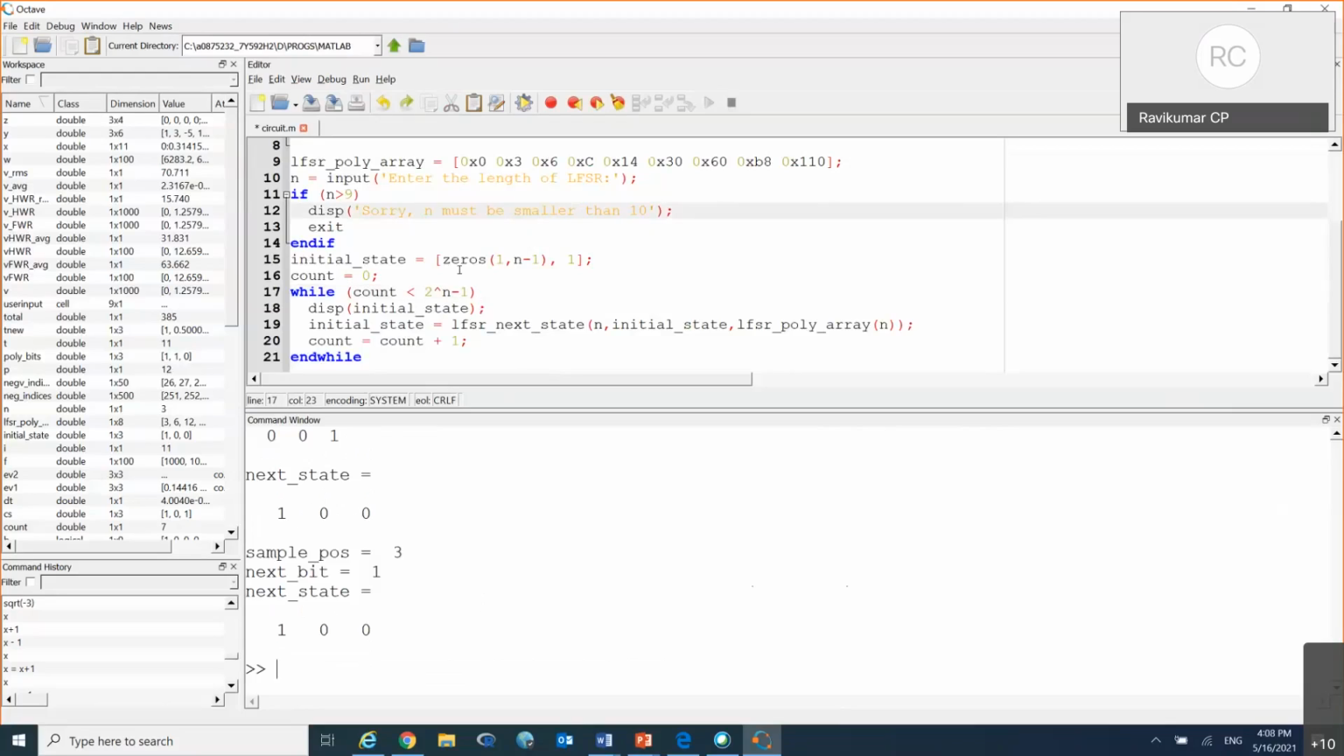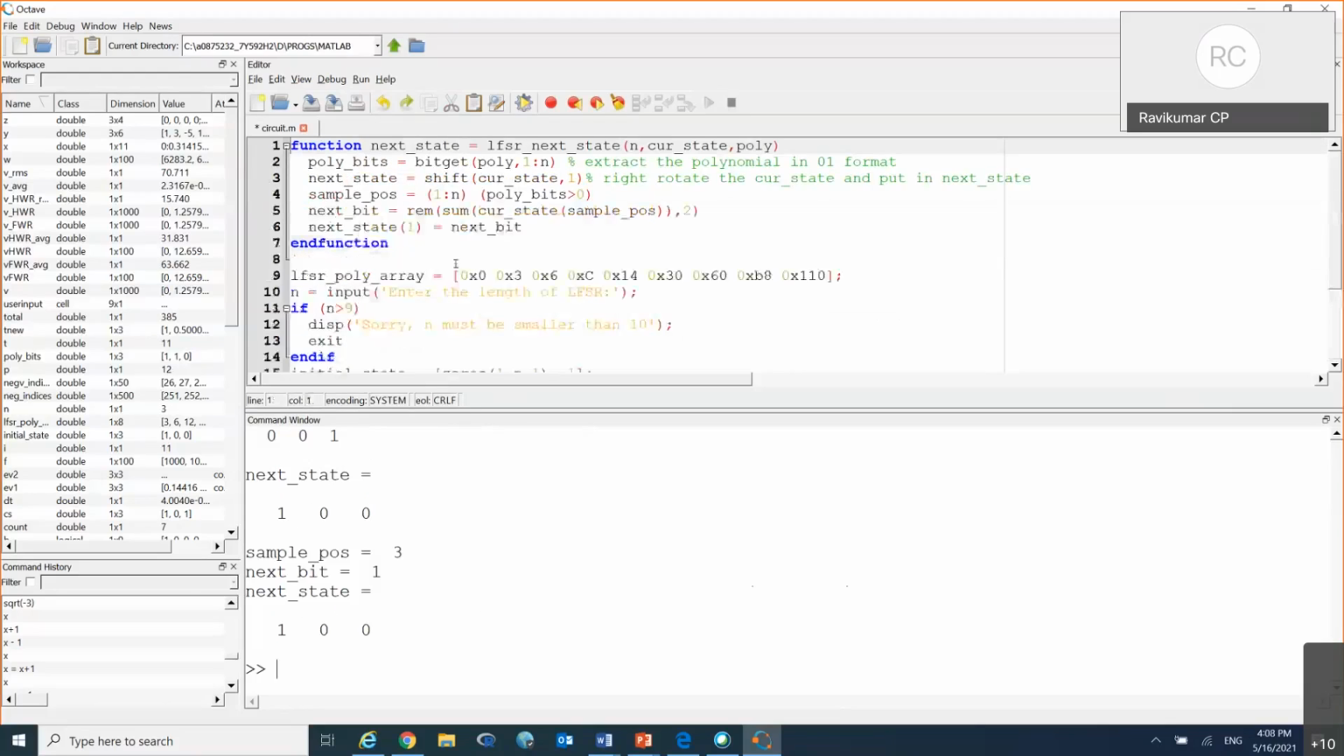Initial state is this display initial state. Initial state is the... Nobody knows what is going on. I think this function behaves perfectly fine.